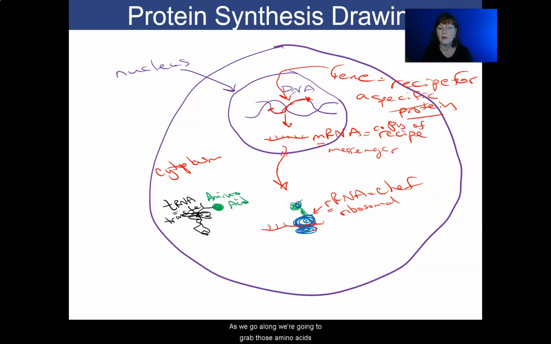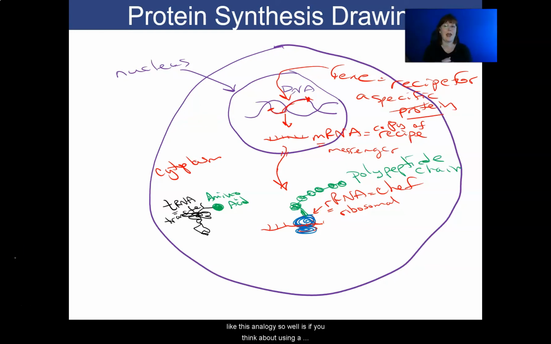As we go along, we're going to grab those amino acids and start linking them together. And when we get to the end of that mRNA, we now have a polypeptide chain. It's going to fold in on itself. It may attach to other polypeptide chains, but ultimately that's going to be my protein.